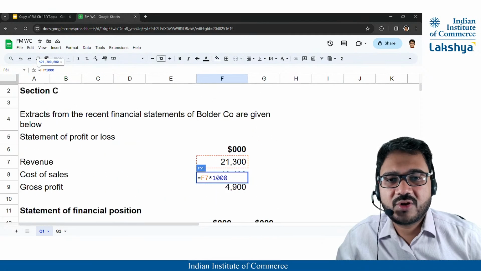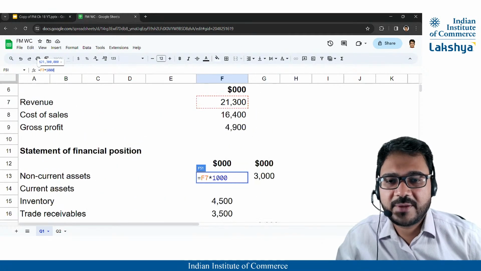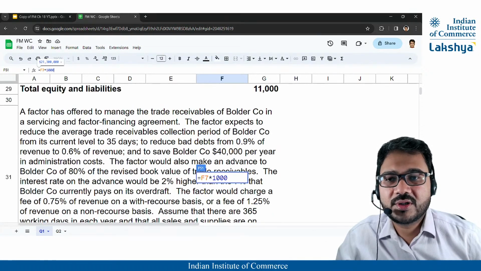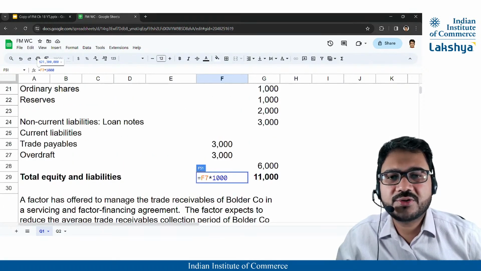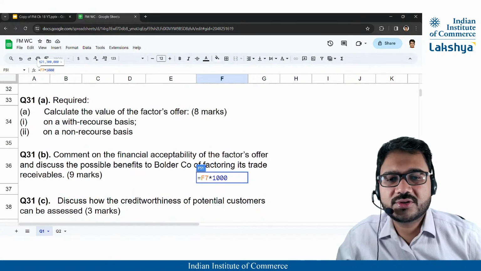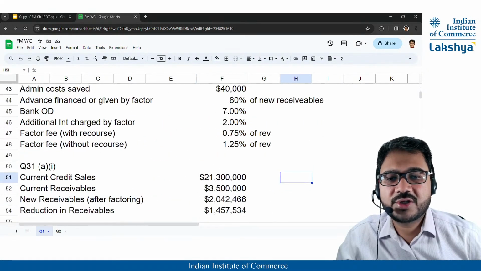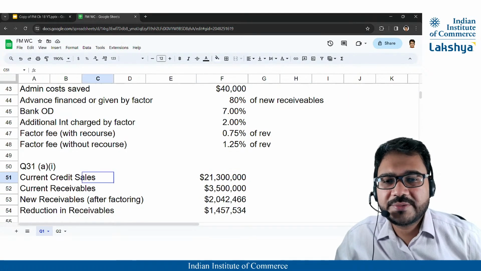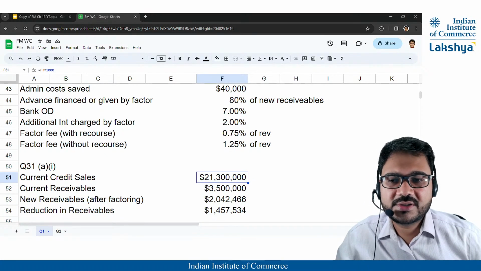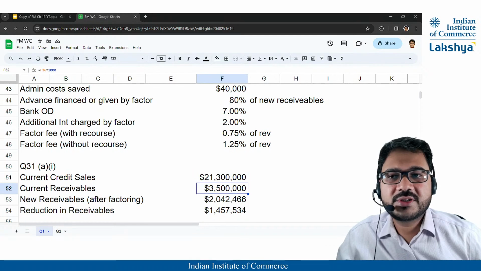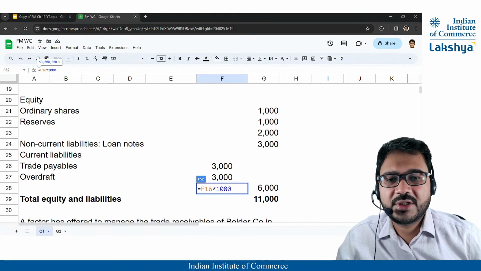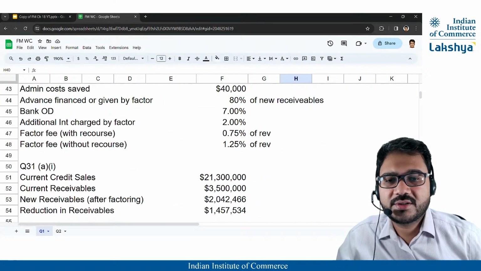Now keep in mind all these are in $1,000. Okay. But a lot of these figures may be in millions. So we could either continue it as $1,000 or we could switch it to million. Now I'm switching it to million to avoid any confusion, the highest denomination. Okay. So the credit sales is $21.3 million. The current receivables taken again from the information available, $3.5 million, right?